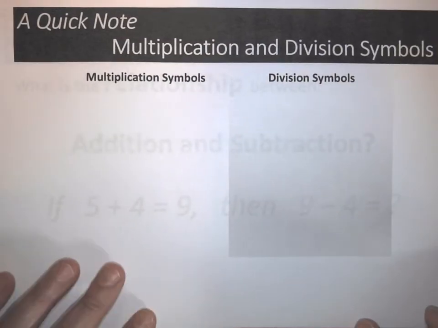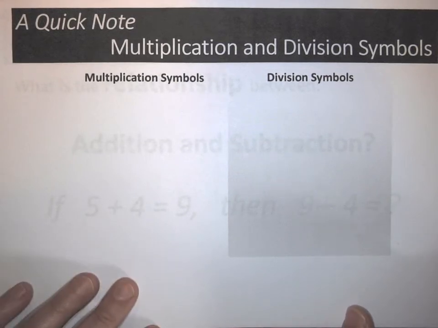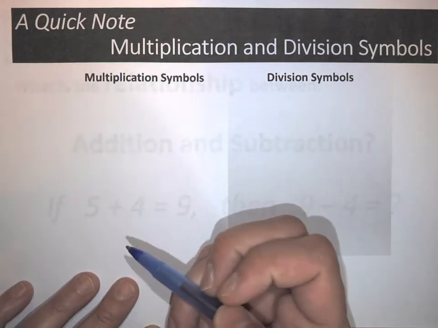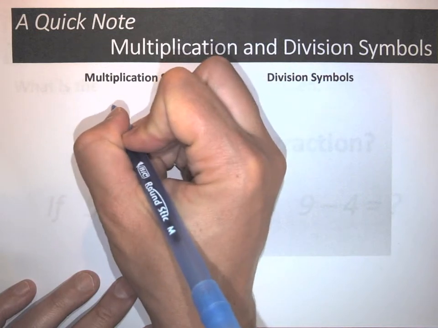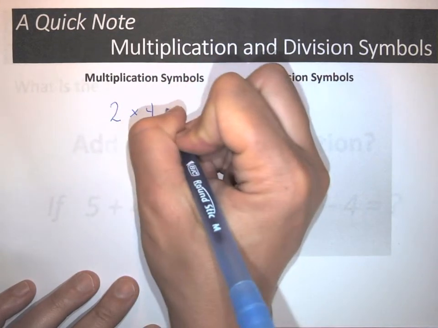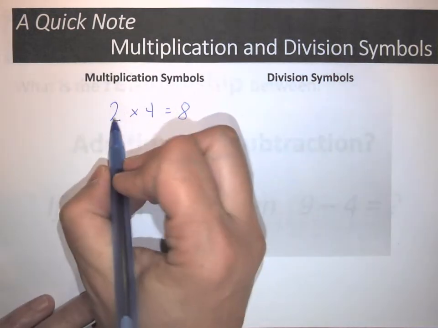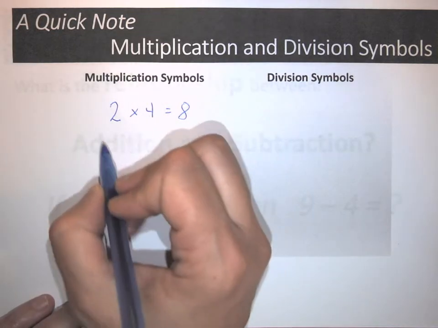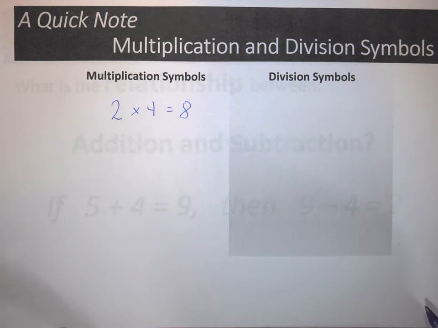Okay, so just a quick note about symbols, because math is a language, so the vocabulary is important, but the symbols are important too. So really commonly, if I wanted to show multiplication, let's say I was going to do 2 times 4 equals 8. And really what this means is I have 2 4 times, or I have 4 2 times. With multiplication, it doesn't matter what order you do it in.